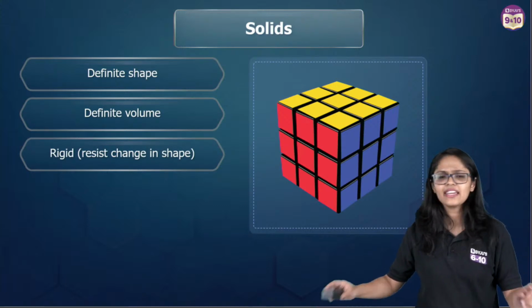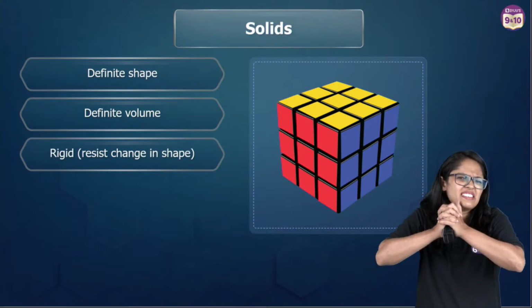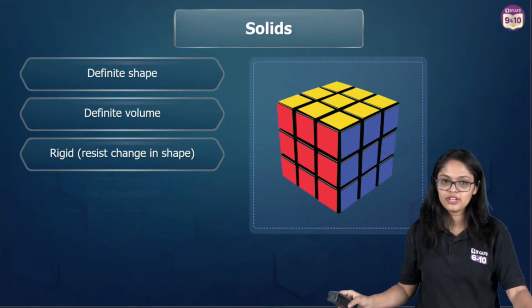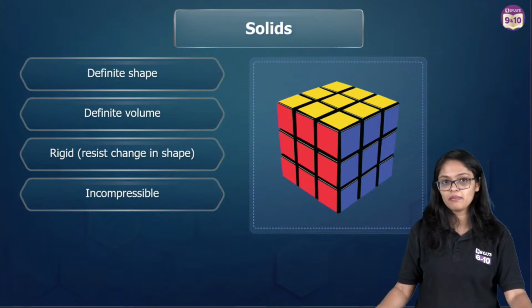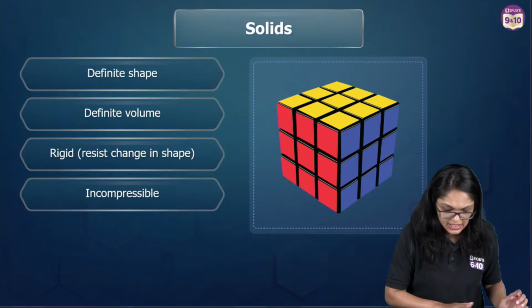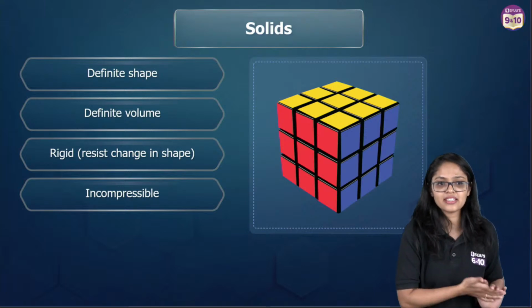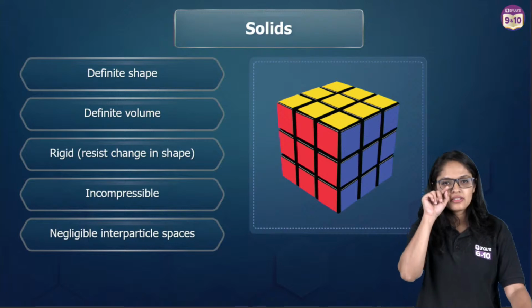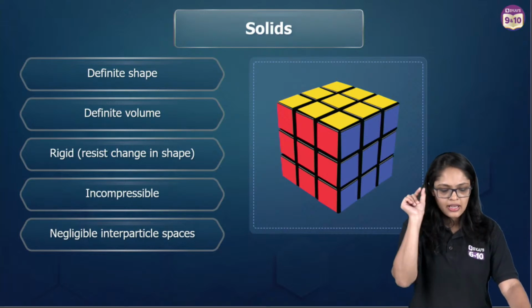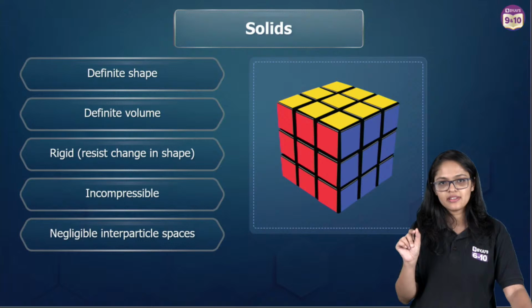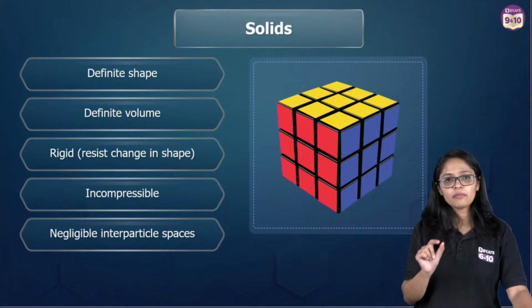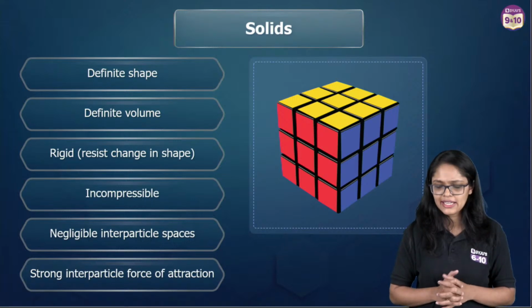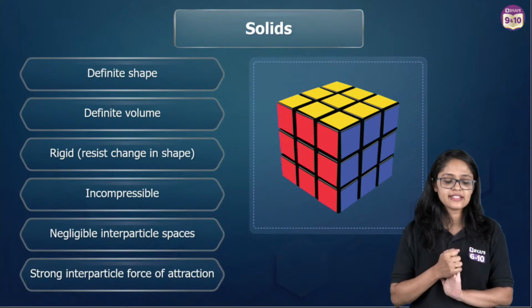And do you think I can compress this? Let me try compressing. Can I compress? No, they are not compressible, they are incompressible, and the space between the particles is very, very little, and it is negligible. So that is the reason we say negligible interparticle space. Also, the force of attraction between the particles is very, very high. Cool. Are we clear? So these are the characteristics of solids.